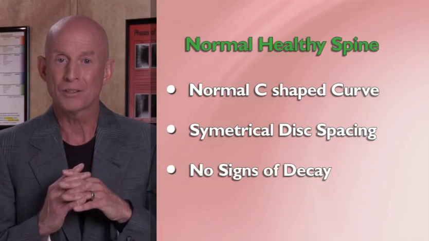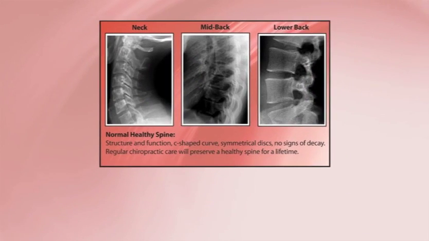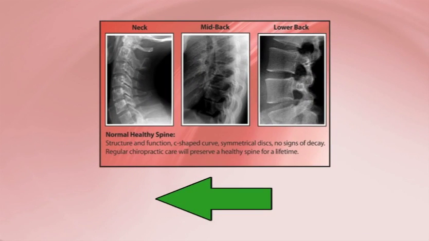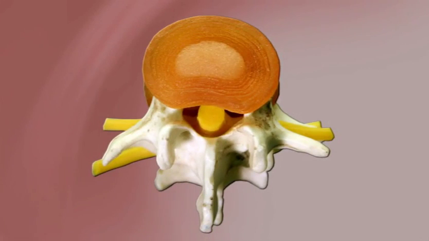If you look at the pictures of a healthy neck, mid-back, and low back, you'll notice that each of them has a nice, smooth curve. These are all X-rays taken from the side with the individual facing this direction. I want to emphasize how very important that curve is. It's listed first because when this curve is lost, it sets the entire process of nerve system interference and degeneration in motion. This is because your spine is essentially a conduit for the spinal cord and nerves.